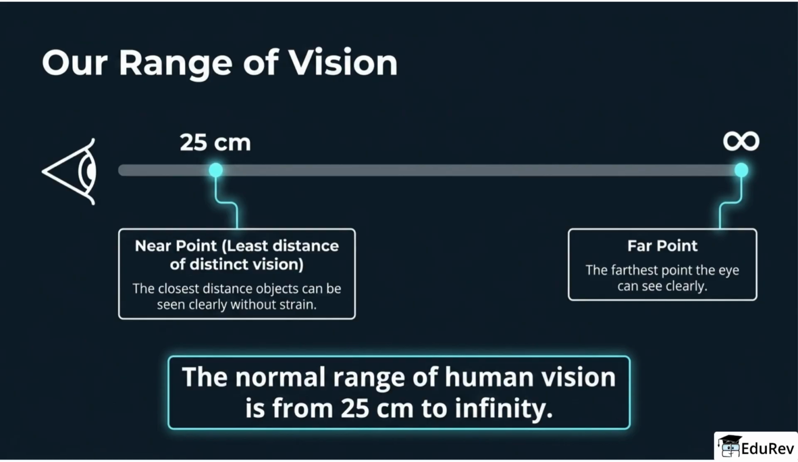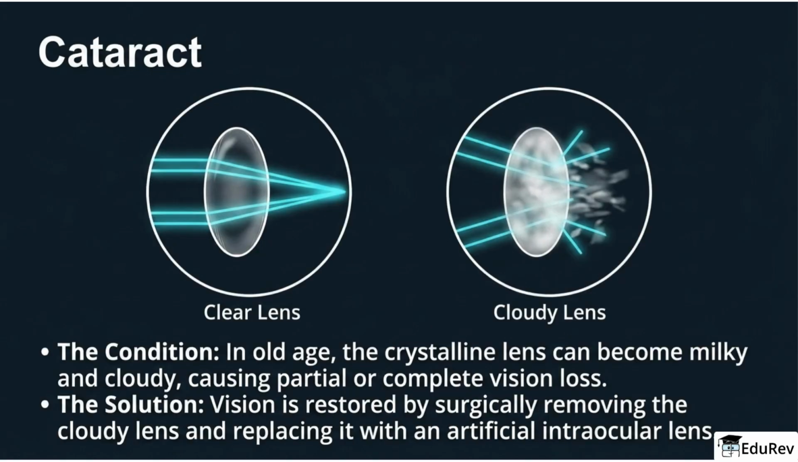Unfortunately, as we age, the physical clarity of our lenses can be compromised. One condition that heavily affects vision in old age is a cataract. This condition occurs when the crystalline lens becomes milky and cloudy, which can cause partial or complete vision loss. The modern solution for a cataract is to surgically remove the cloudy lens and replace it entirely with an artificial intraocular lens, which beautifully restores vision.